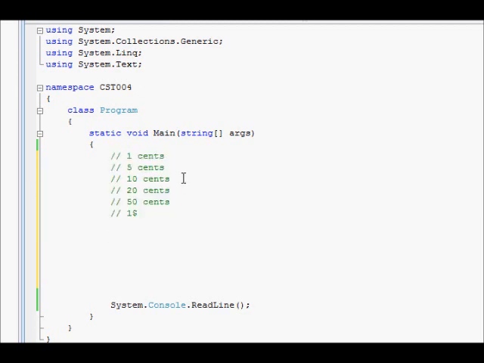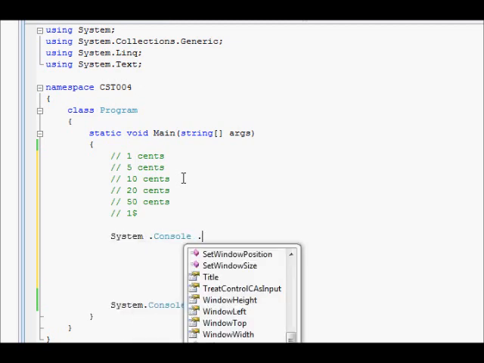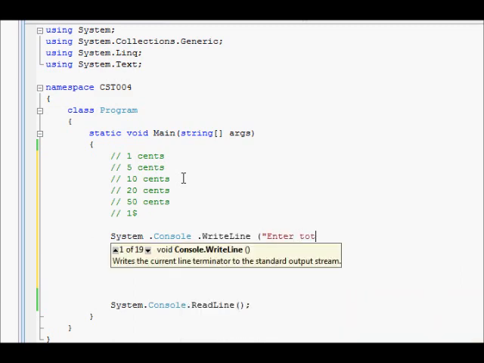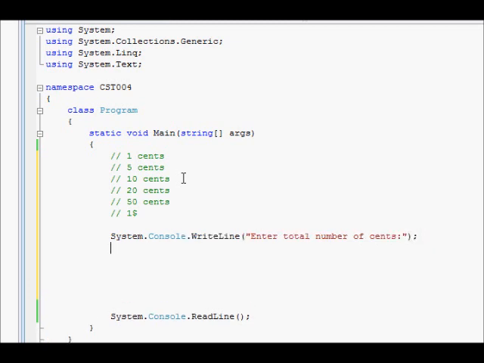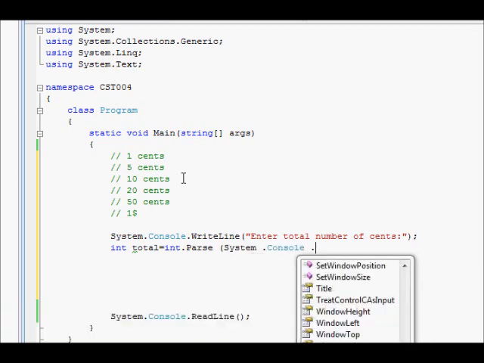Okay, so first we need to know how many cents we have in total. Before that I need to display a friendly message. So System.Console.WriteLine("Enter total number of cents"). Okay, this is very easy, and int total equals int.Parse(System.Console.ReadLine()).